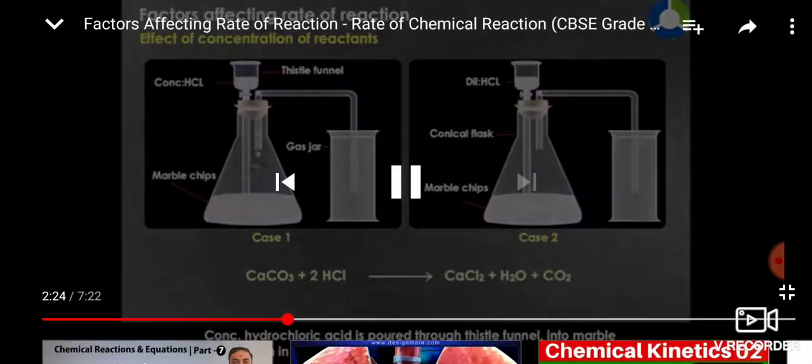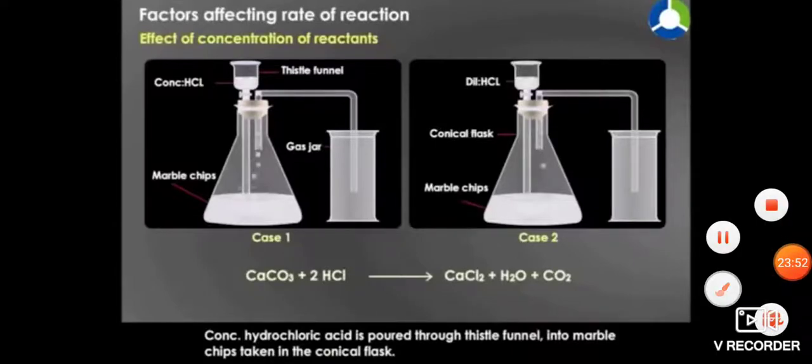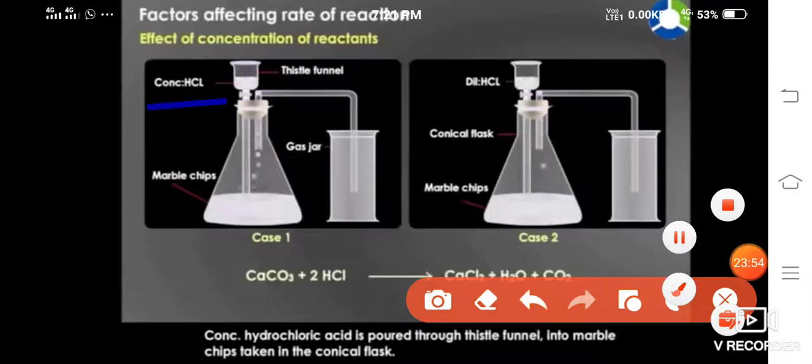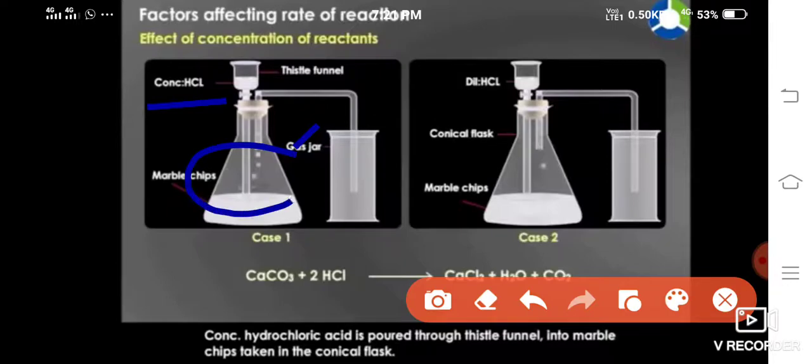Concentrated hydrochloric acid is... See, in this case you can see the rate of reaction with concentrated hydrochloric acid is going to be fast, and the rate of reaction is going to be slow here because dilute hydrochloric acid is taken in this.